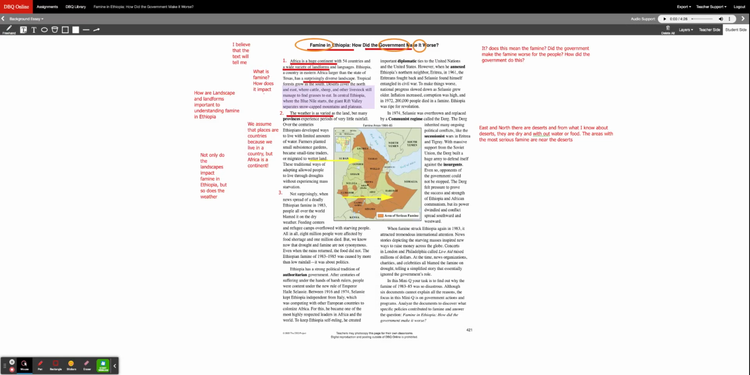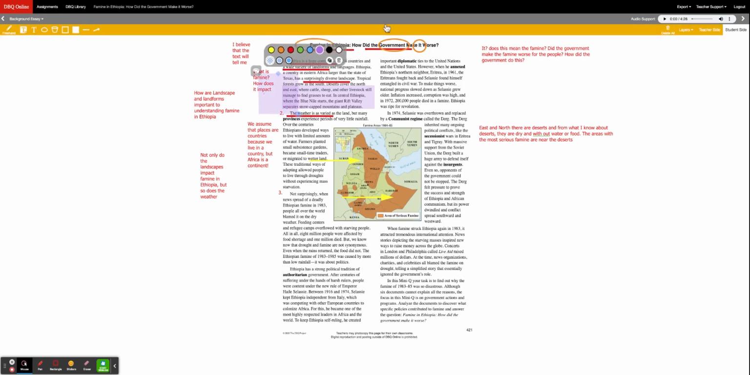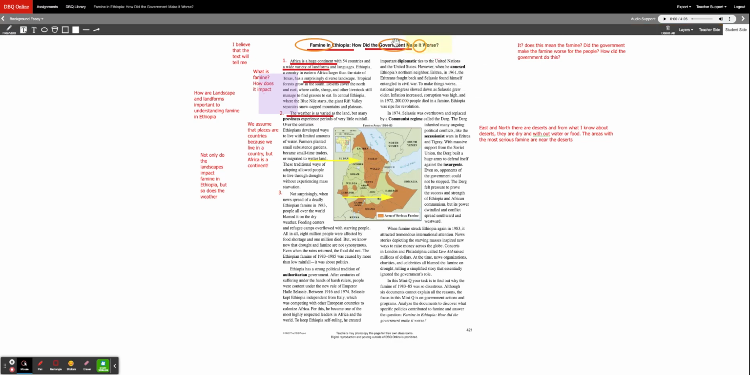Now, when I'm looking back at that title to inform my thinking, "make it worse" stands out, because that makes me believe that it was already a problem with the land. There were already some problems with the weather that could have caused this famine. But the government, in some way, made it worse.